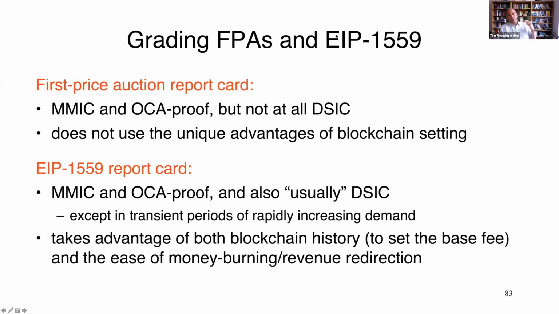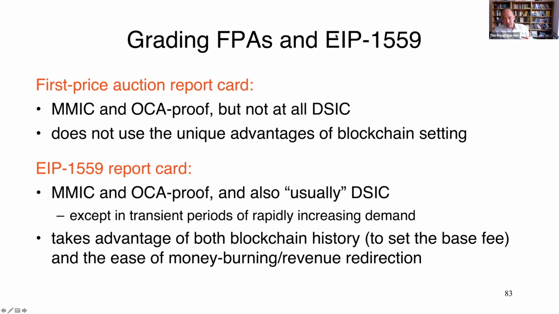So first price auctions, very simple, but they're not DSIC, and they do not take advantage of the unique benefits of the blockchain setup, right? The current first price auctions, they don't look at the past, they don't think about burning, they don't think about the future. So really the takeaway for EIP-1559 is you restore most of the benefits of the VCG mechanism without giving up anything. And the way you do it is by taking a crucial advantage of these extra levers you have in the blockchain setting, right?